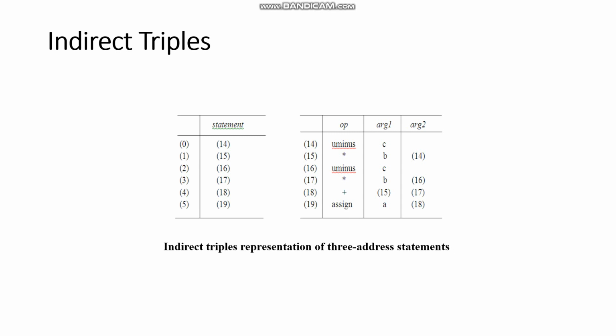So here what we are doing is storing these indirectly. That's why the name is given as indirect triples. Okay.